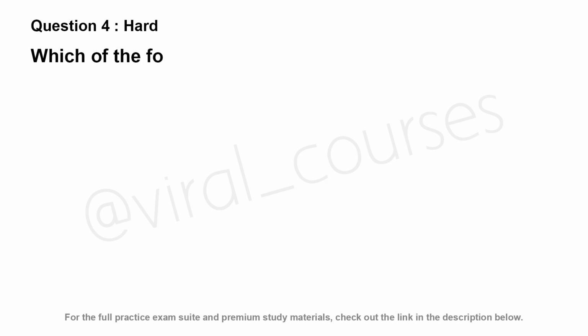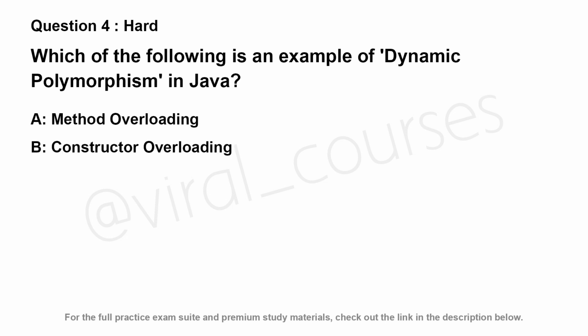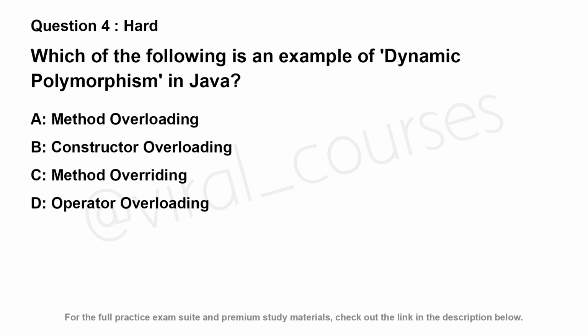Which of the following is an example of dynamic polymorphism in Java? Option A, method overloading. Option B, constructor overloading. Option C, method overriding. Option D, operator overloading.